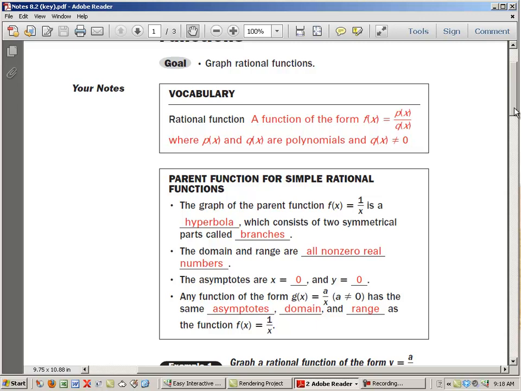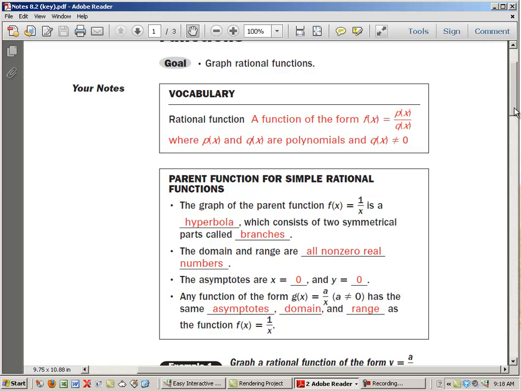So my graph can never be equal to 0, no matter what. It's going to have an asymptote at x equals 0, and an asymptote at y equals 0. And an asymptote is simply a value for x or y, a horizontal or a vertical line that my graph is going to get very, very close to but never actually touch.